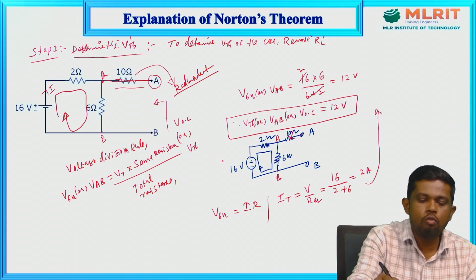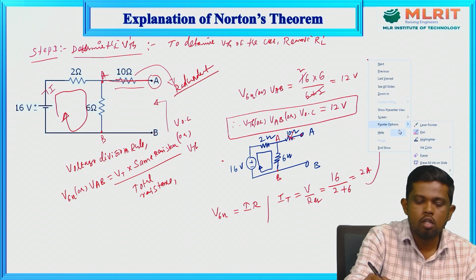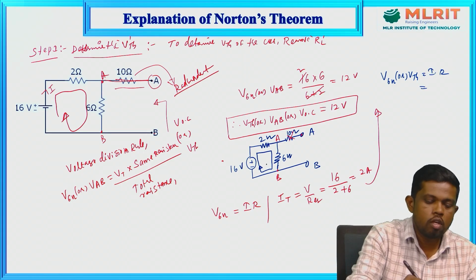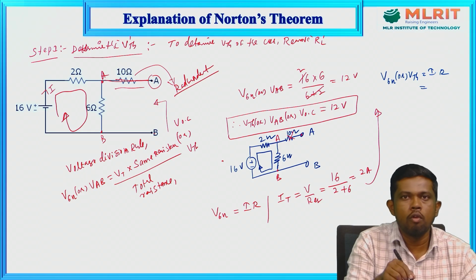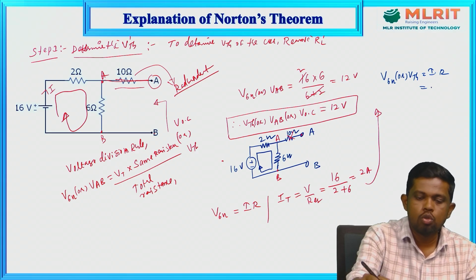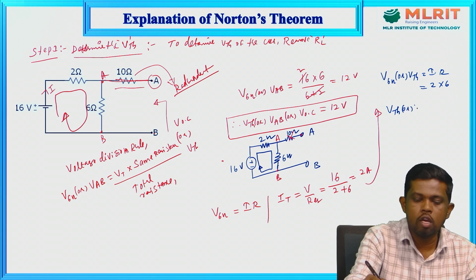Based on this value we get the voltage across the AB points, that is the 6 ohm resistor. So V6 ohms, or VTH, equals, according to Ohm's law, I into R. In a series network, the same amount of current flows. Whatever current is driven by the 16 volt battery, the same amount circulates through the entire network. That's why the current through the 6 ohm resistor is 2 only. So we substitute 2 into 6. Therefore, VTH or VAB equals 12 volts.